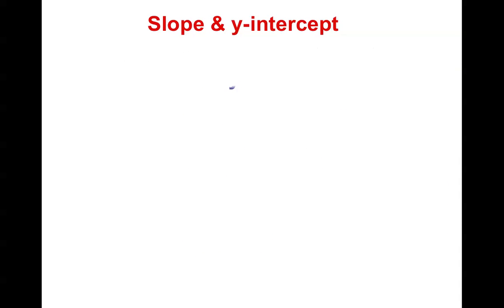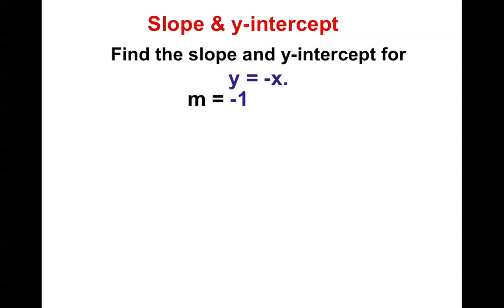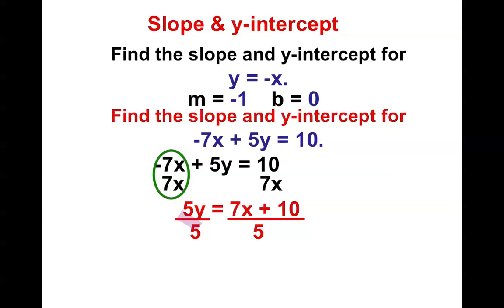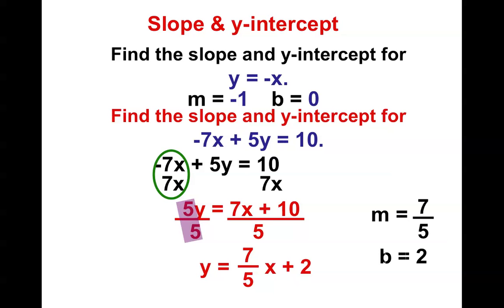Notice, in this situation, the slope is -1 because it's -1 times x, and then there's nothing being added on. That's why b is 0. Here you go, two-step algebra, isolate the variable, and you end up getting the slope of 7/5 and y-intercept is 2.